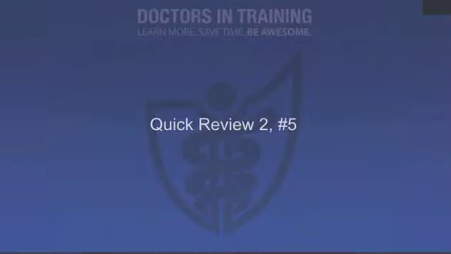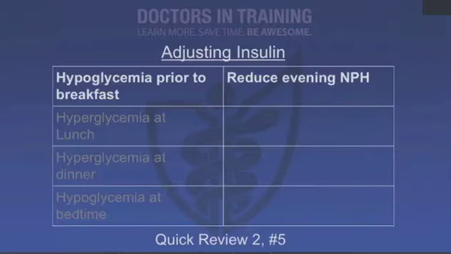Number 5, if a patient is on an insulin dosing schedule of NPH and R in the morning and evening, what dose should be adjusted based on the following findings? So this is highly testable, very important to know. So a patient presents with hypoglycemia prior to breakfast. All right, which insulin dose is supposed to be taking care of blood sugar at breakfast time? It's actually the evening NPH. So if a patient has hypoglycemia prior to breakfast, you're going to have to reduce the evening NPH dose.